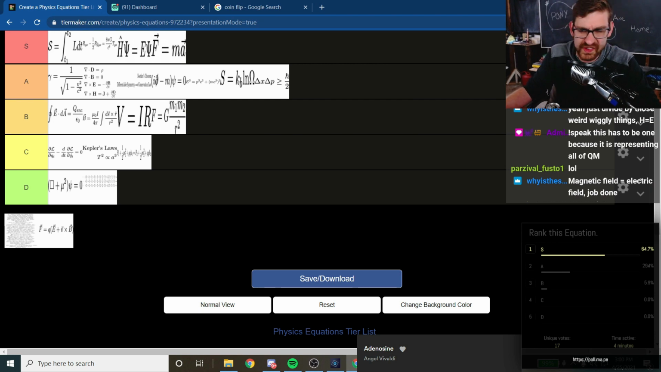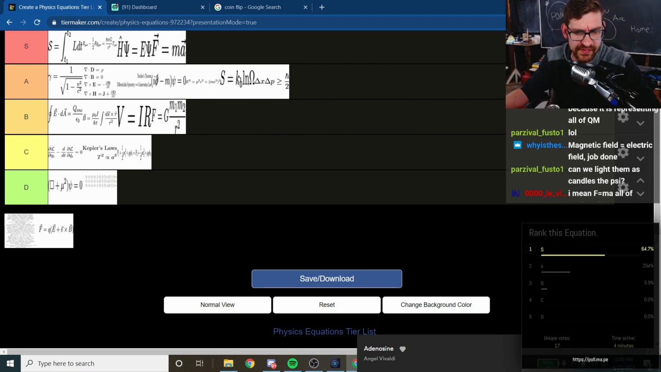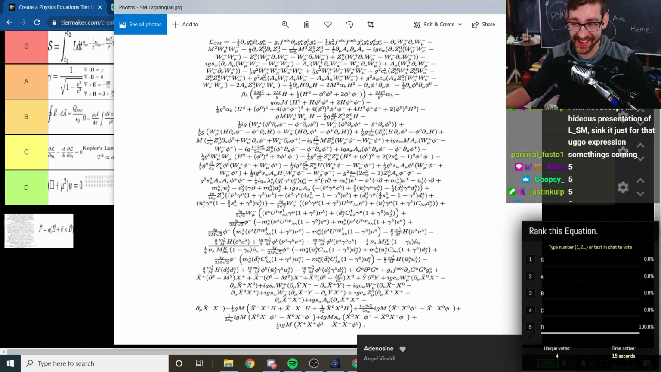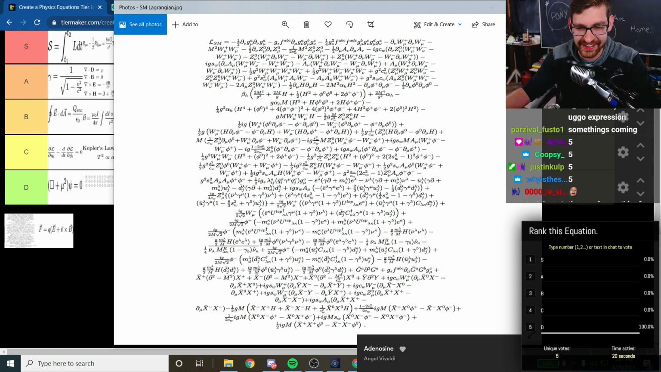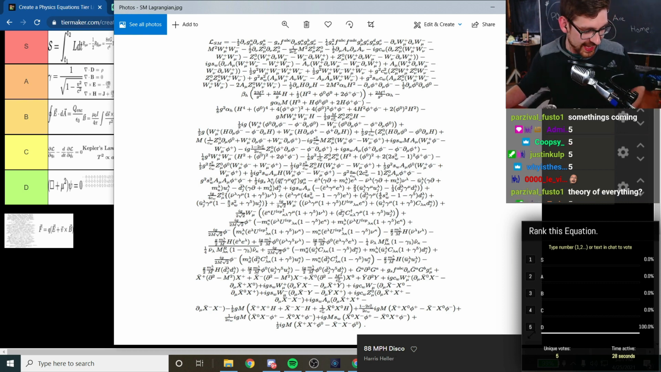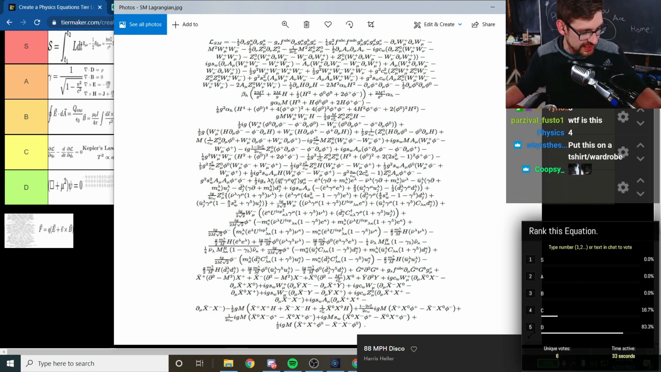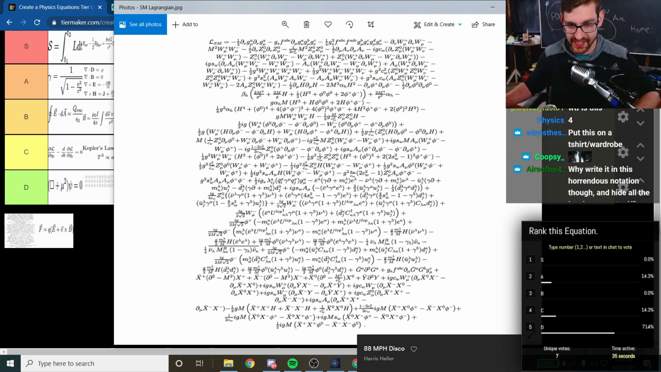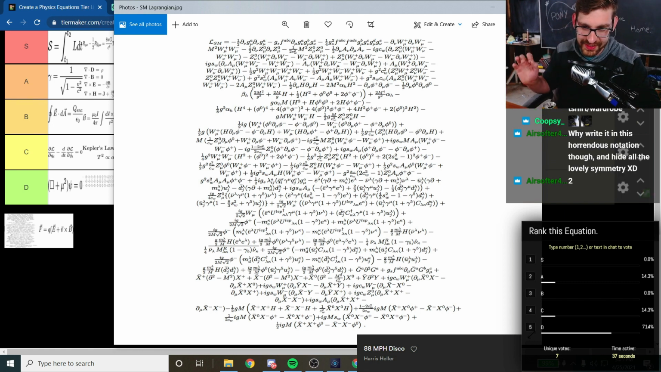Next up is just a small equation, very beautiful, very small. Standard model Lagrangian. You know it had to be in here. This is the theory. Well, it's not theory of everything, but this is the theory of everything that we know. This beauty, this long, elegant, well-established, perfect notation equation tells us everything we need to know about the standard model of particle physics.